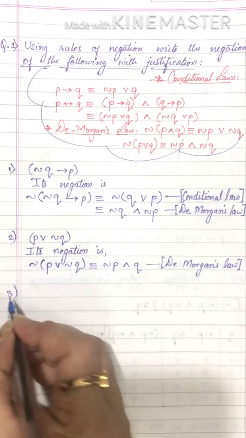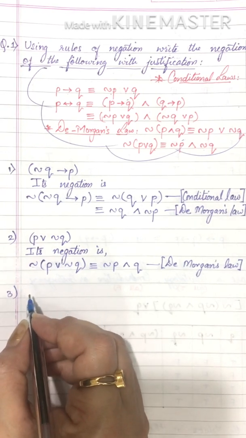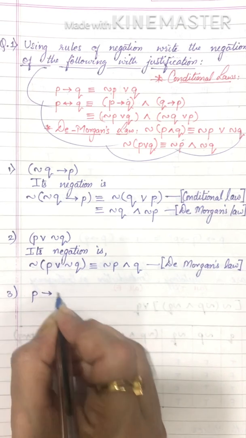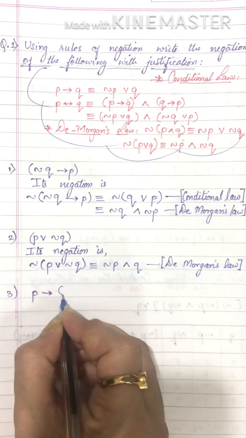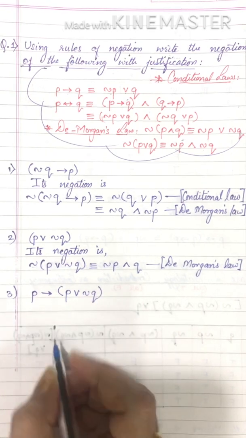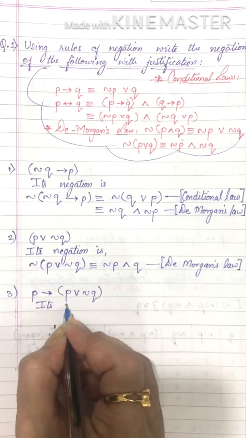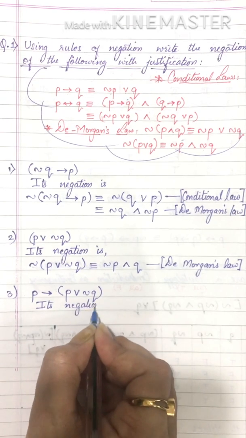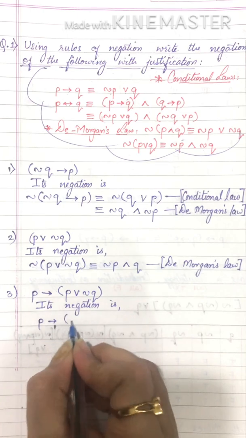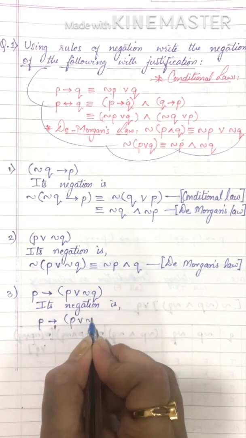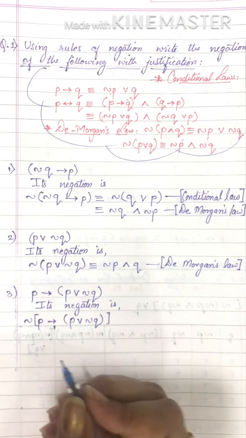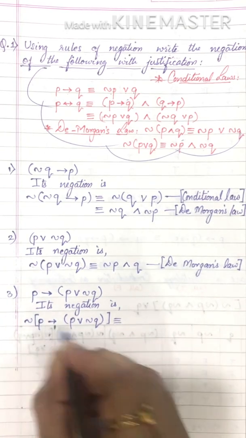Okay, I'll take one more example now. Let's take one more example. P implies P or negation Q. Now in this, again I write its negation: negation of P implies P or negation Q, negation of this whole thing. See how I'm making use of brackets.